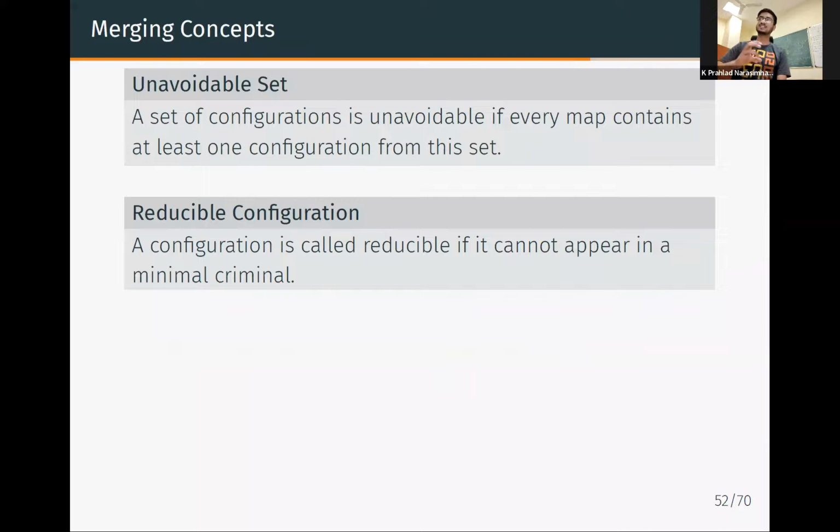So let's merge these two concepts, and then I think we'll have time for a question. So a set of configurations is unavoidable if every map contains one of them. And a configuration is reducible if it cannot appear in a minimal criminal. These don't look in sync with each other, really. So why did I say both of these things at the same time?